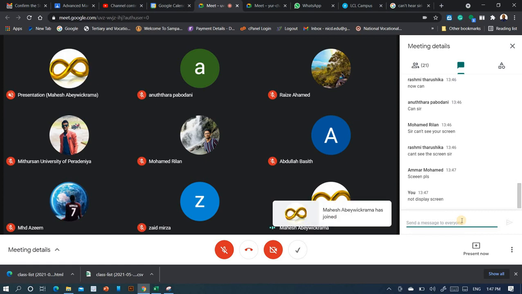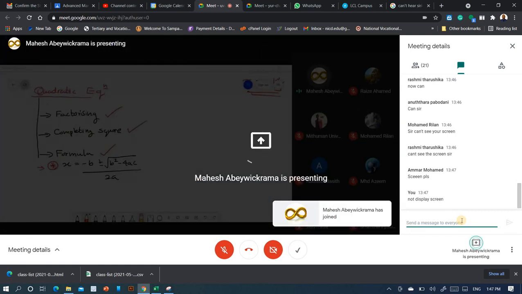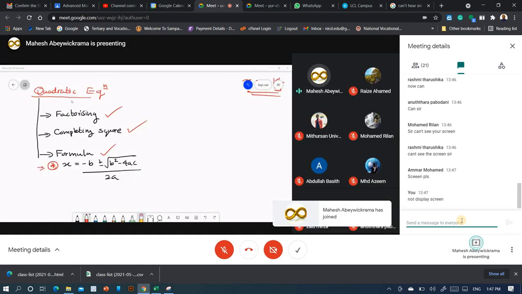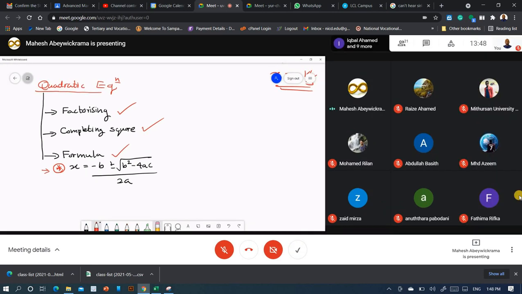Right, actually I told you to copy down this quadratic. When you get a quadratic equation, there are three methods of solving it. First method is factorizing, then completing the square, then the formula, right? So just copy this down quickly. Okay children, now let's do some problems using the factorizing method, right?